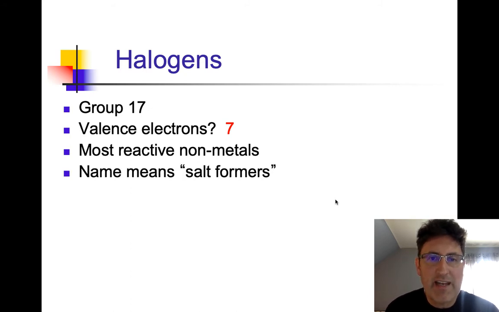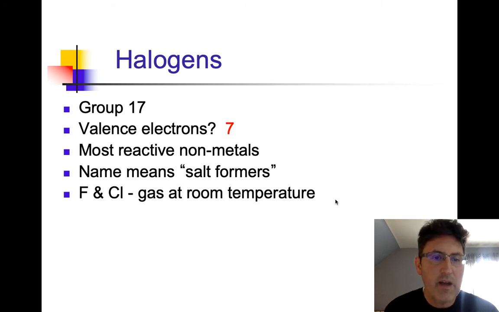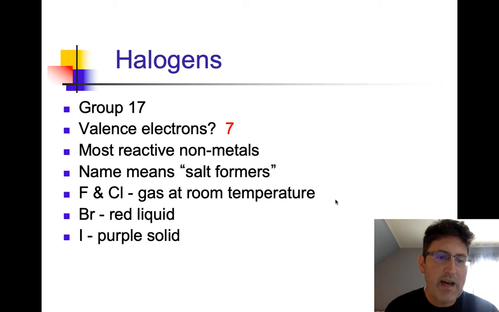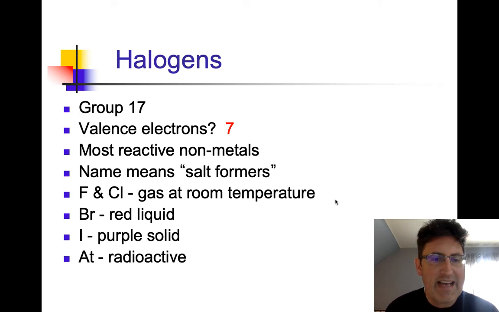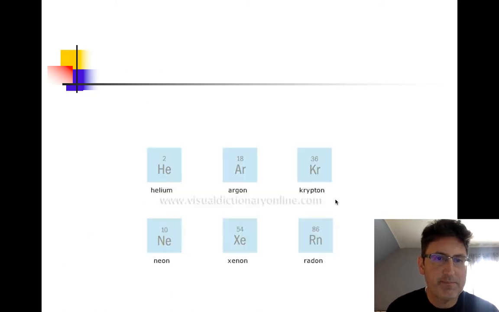Again, that gen ending is former, and halo means salt. So they do form salts. Fluorine and chlorine are gases at room temperature. Bromine is a liquid. Iodine is a purple solid. And astatine, AT, it's radioactive, a very rare form of a halogen.